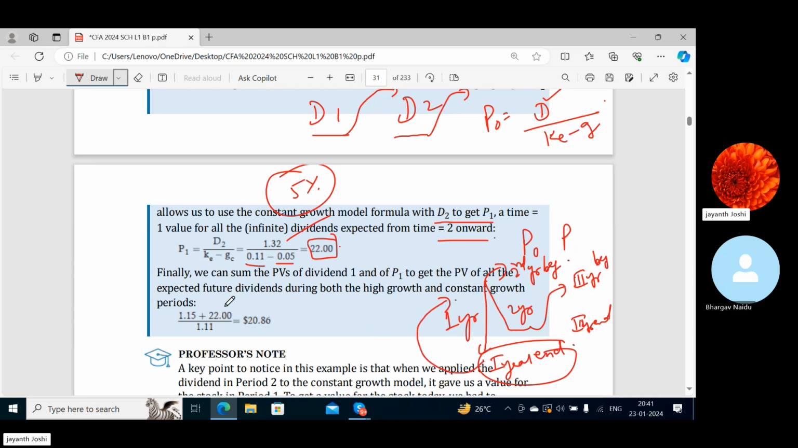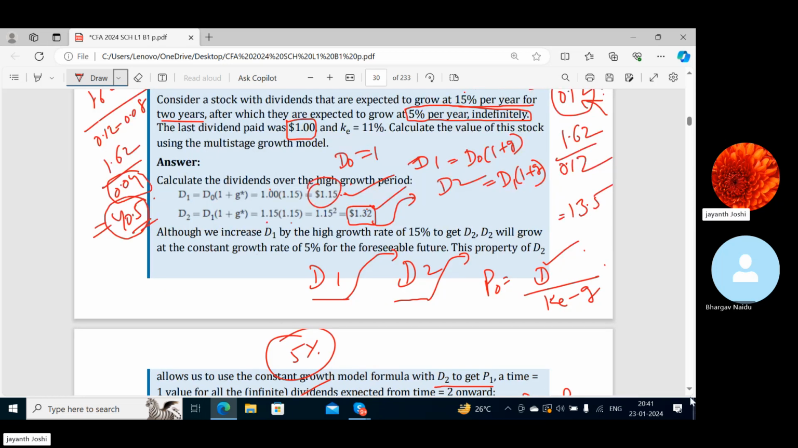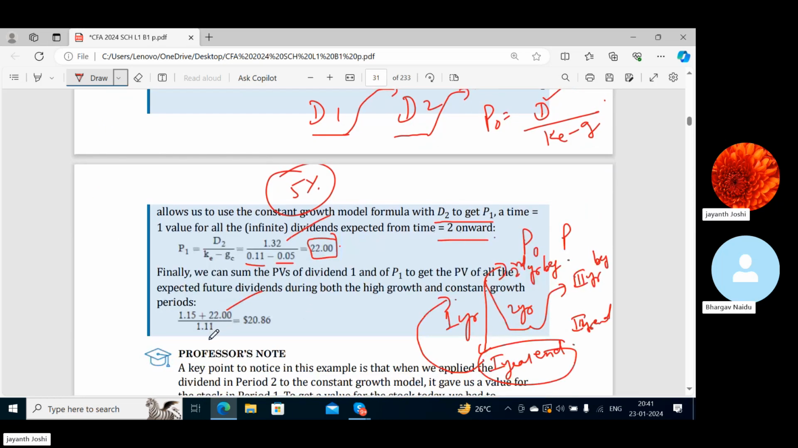At the end of year 1 the stock value is 22 and the dividend paid at the end of the year is 1.15, right? Yes. So these two we are going to discount again at the rate of 11% and bring the value to today's value, that is 20.86.